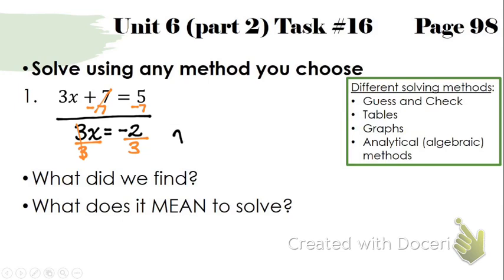Is this the kind of thing that I would want to leave as a fraction, or writing as a decimal would be cool? Fraction. Why? Because this is repeating. If I put this into my calculator, it's going to be negative 0.6666666666666. I like to leave those as fractions. So x is equal to negative 2/3.